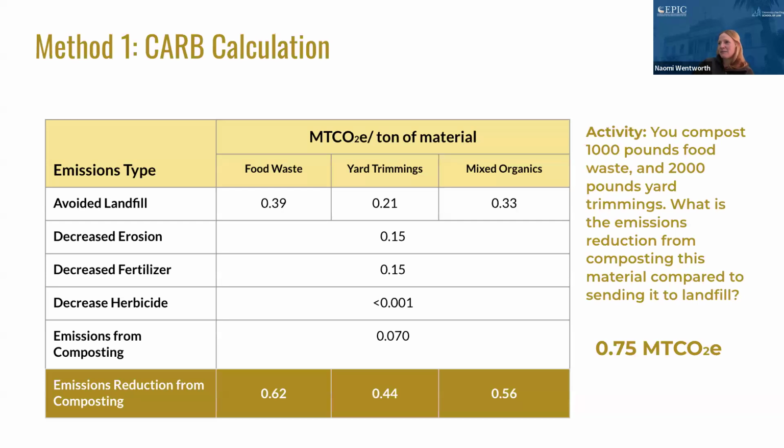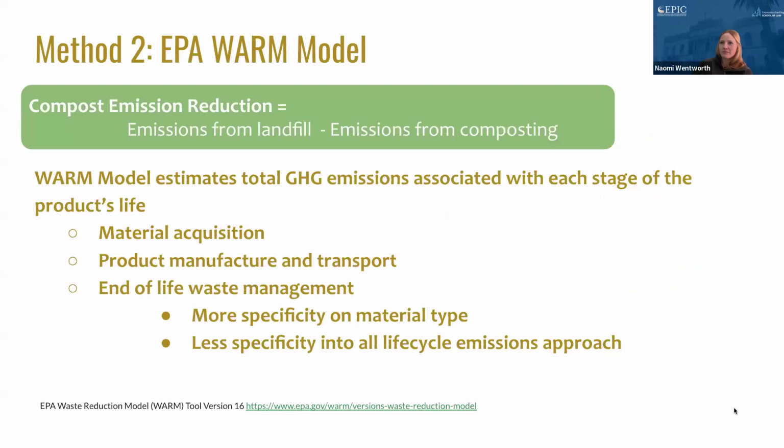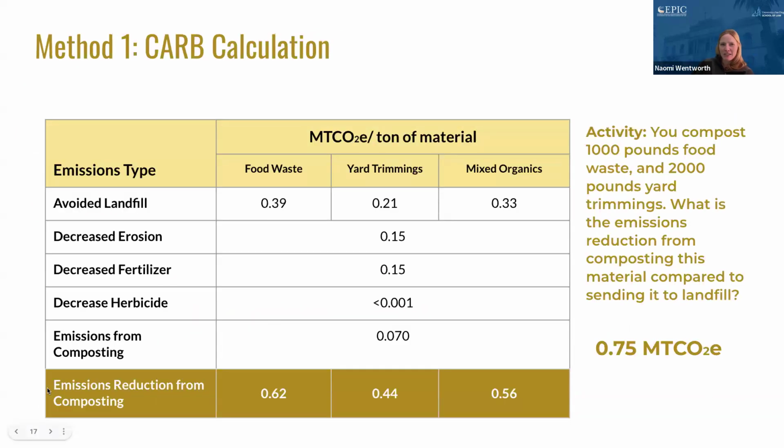If we divided that by 2,000, then we would have 0.5 tons. Multiply it by that food waste factor, 0.62. So then you would get 0.31. And then add it to the yard trimmings, and you'd get 0.75. Any questions, I guess, with that before we move on to EPA's WARM model?